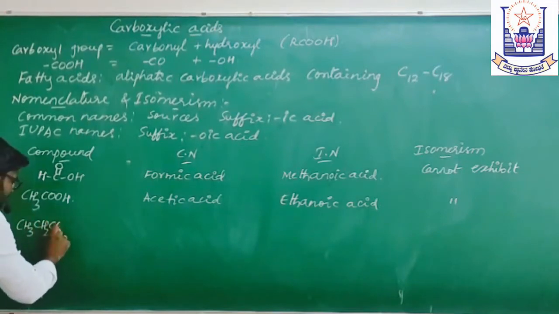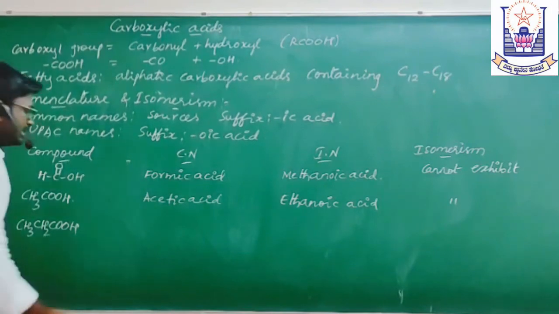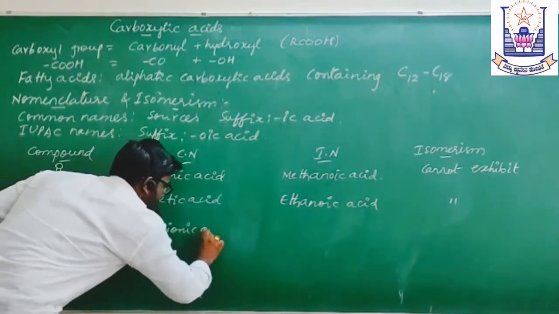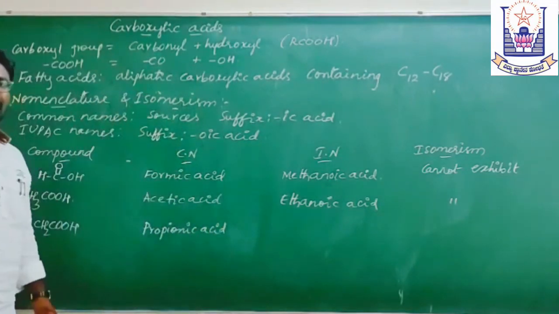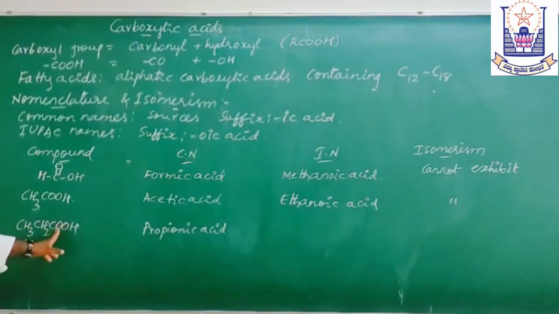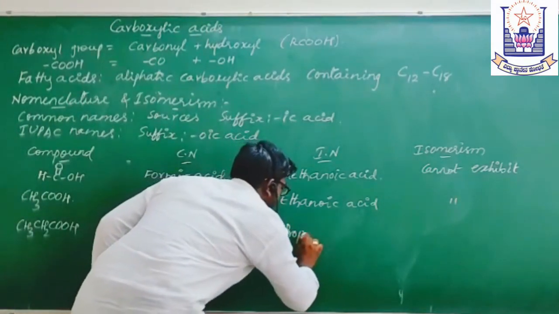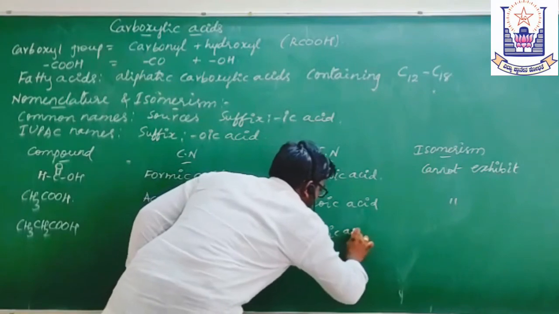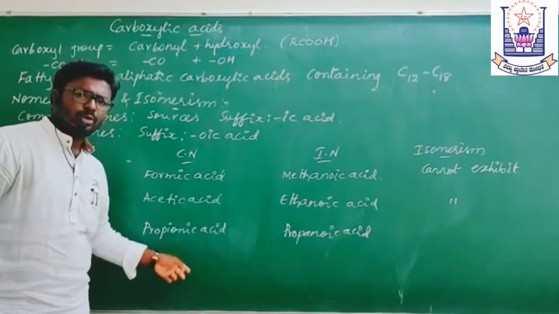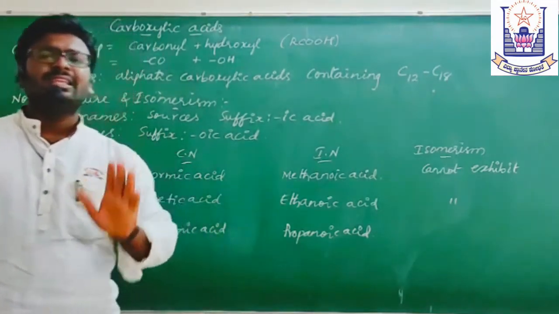CH3CH2COOH is called propionic acid. Now, what is the IUPAC name? Three carbon atoms are there, no? So therefore, propane becomes propanoic acid. See, what is the difference here? Almost the same. Here we pronounce propionic acid, there propanoic acid. That is the simple difference.